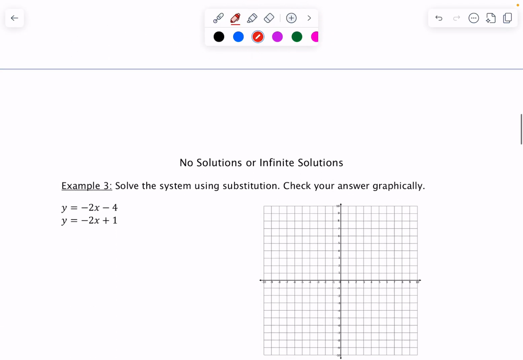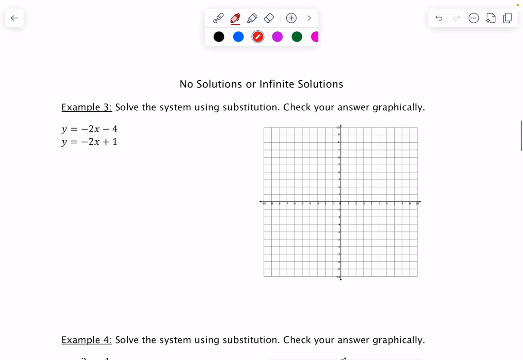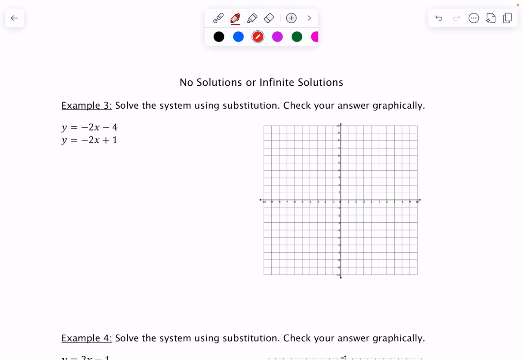Okay. There are also special cases, just like in graphing, where we have no solution or infinite solutions, but it looks a little bit different when we use it algebraically. So I'm going to see that y equals -2x minus 4. I'm going to plug it into the other y. So instead of y here, I'm going to have -2x minus 4 equal to -2x plus 1. I replaced this y right here, and I put it here. I substituted.